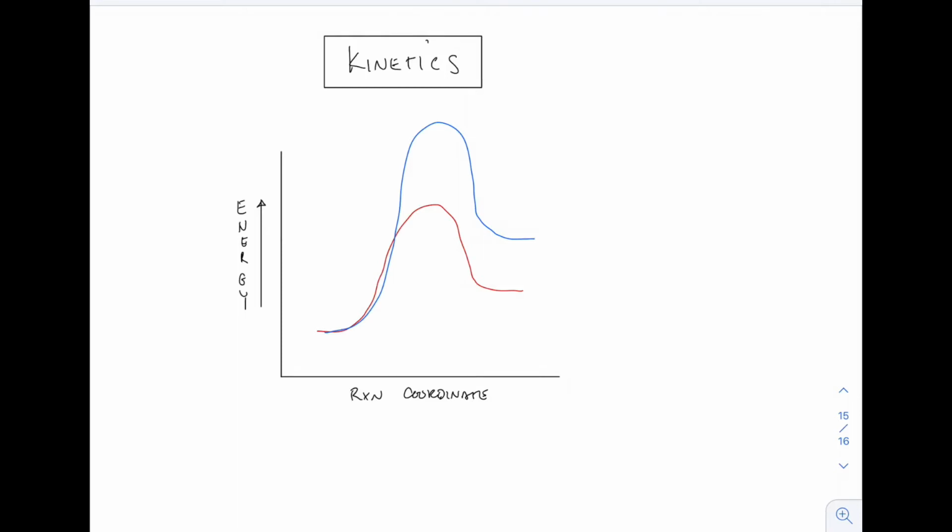Hello, hello, hello. We're going to be talking about kinetics. Again, somewhat of a review, but kinetics is the study of reaction rates, right? So we did this in general chemistry. Now we're going to talk about it in OChem.